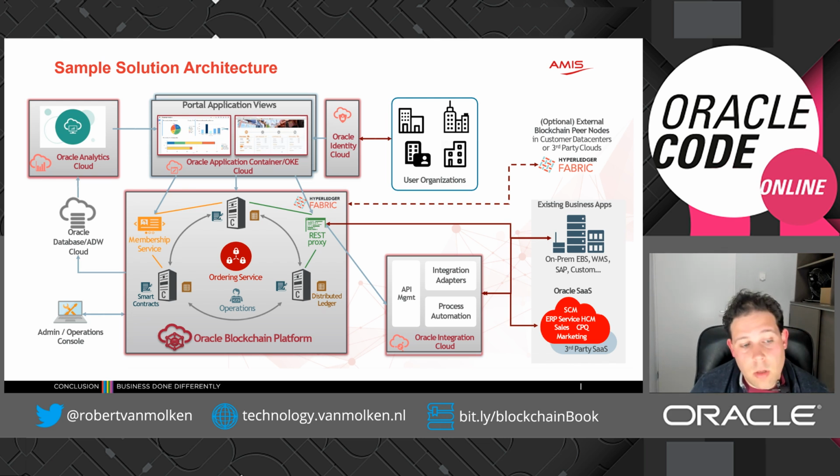It provides a console for admin and operations. We see that also in the left bottom of this image. And then on the top we see a portal application view, so we can use Oracle application container, or we can use Kubernetes Engine Cloud to run our custom front-end applications on top of that, or even our middleware APIs if we need that. And it's all connected to, if you want to have end-to-end security like SSO, we can use the Oracle Identity Cloud to log into those applications, and also the Identity Cloud is used in the Oracle blockchain platform for our organizations and users of the blockchain.